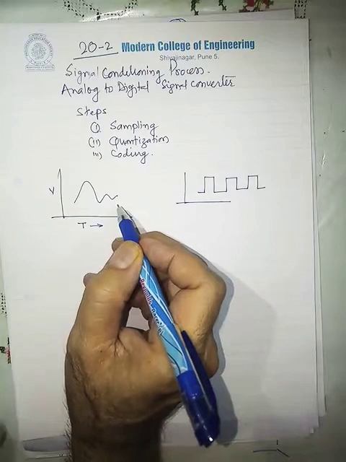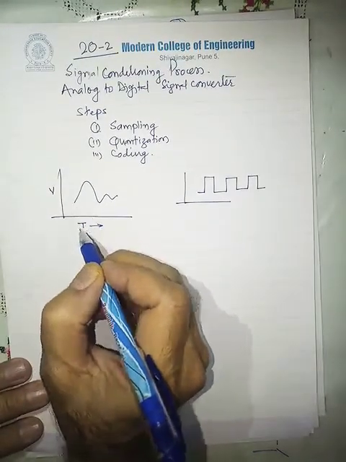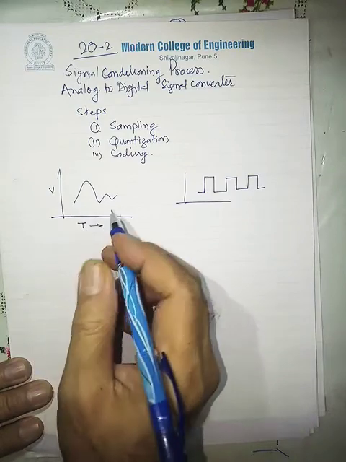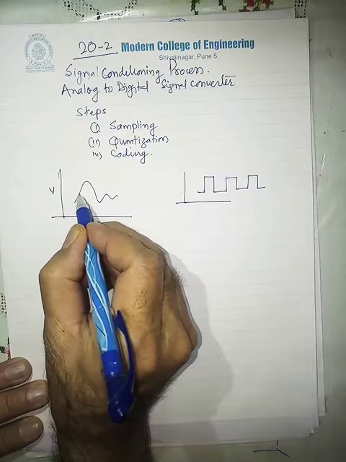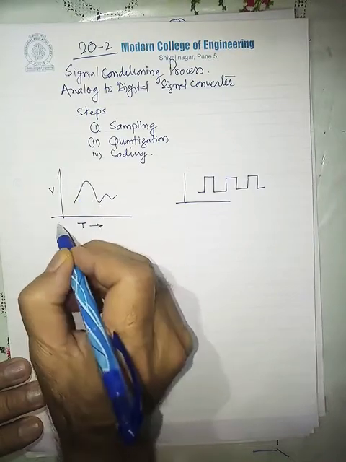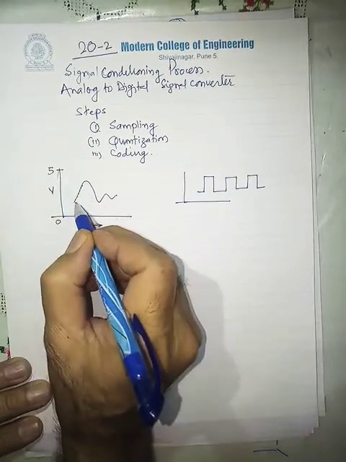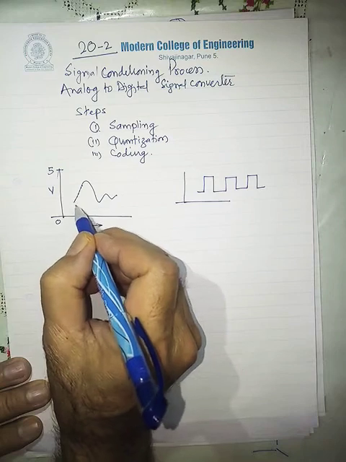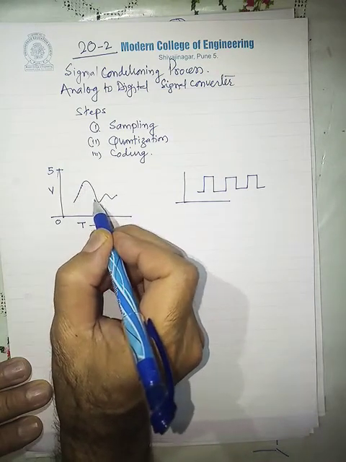So what is the process now? Voltage is varying continuously with respect to time. So what we do, we take the voltage at a particular time, and we note down those voltages. Let us say here my range is between 0 and 5. So what was the particular voltage at a particular time? All those voltages we memorize or put in memory.